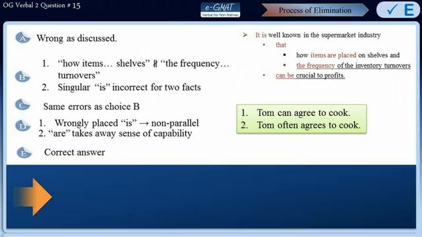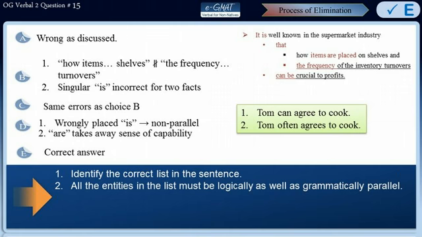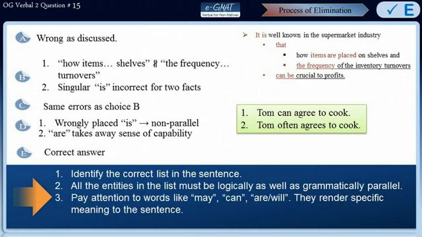Time to take a look at the takeaway messages. In questions pertaining to parallelism, we must be able to identify the correct list, and we must make sure that all the entities in the list are grammatically as well as logically parallel to each other. We must also pay attention to words like may, can, are, will, as they render different meanings to the sentence. Also, every subject and verb must agree in number with each other.